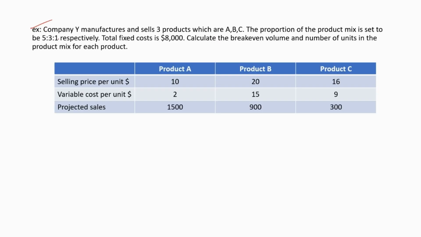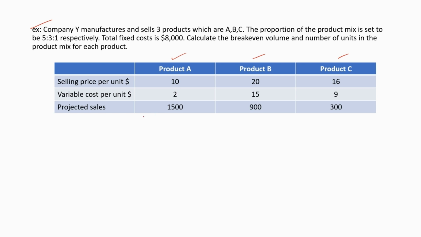Now let's do this example so you can understand the multi-product break-even point. Company Y manufactures and sells 3 products which are product A, product B and product C. The proportion of the product mix is said to be 5 to 3 to 1 respectively. Total fixed cost is $8,000. Calculate the break-even volume and number of units in the product mix for each product. So they have given us the data for product A, B and C.